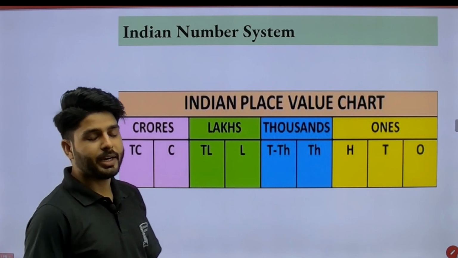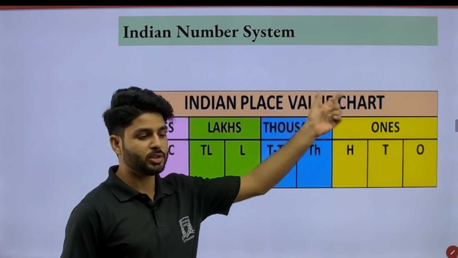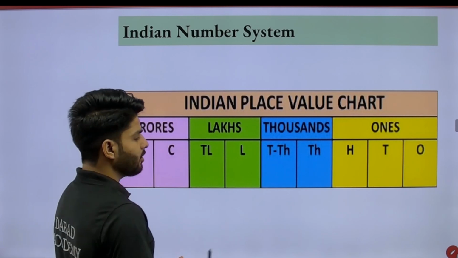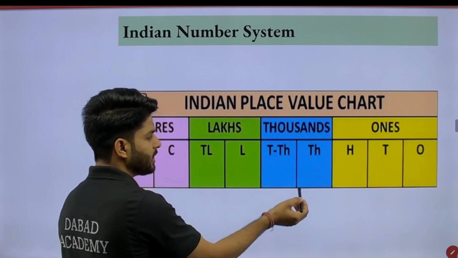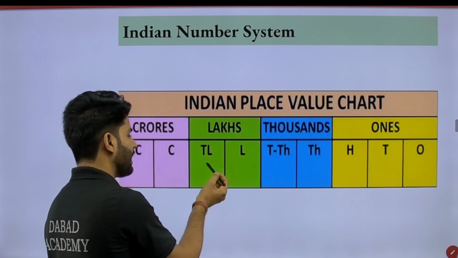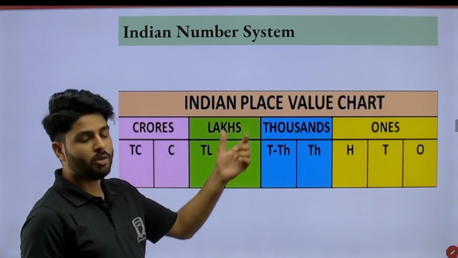First we have the Indian number system. In the Indian number system we have the Indian place value chart. In this chart we can clearly see first we have ones, then tens, then hundred, then thousand, then 10,000, then lakh, then 10 lakh, then crore and 10 crore. They help us to understand the place value of a number.